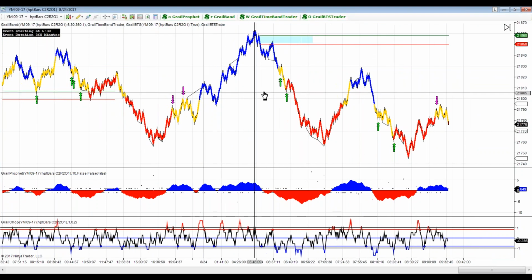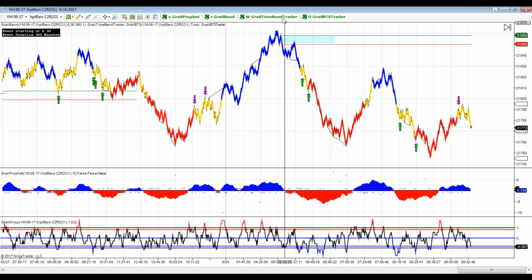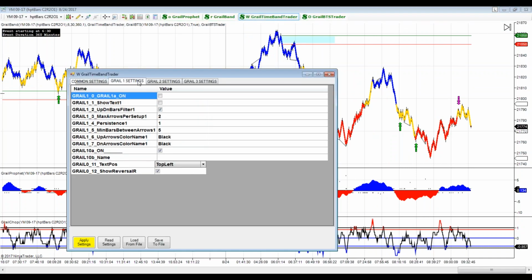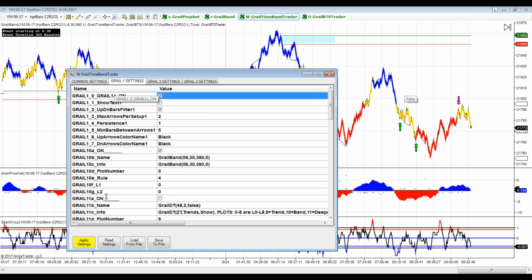So again, the question was, can you trade both? Yeah, I can go ahead and turn this one on again and activate it, and then you'll see you're going to get both.